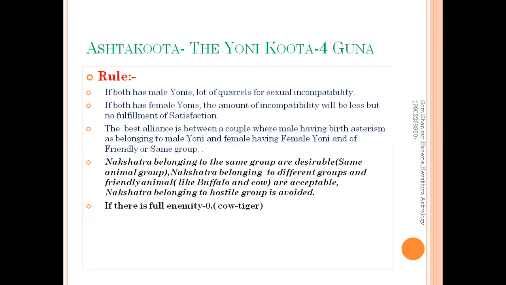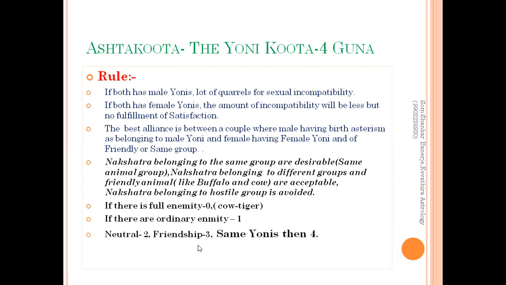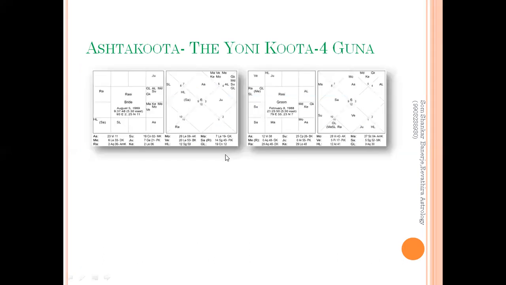So if there is full enmity, like cow and tiger, or mongoose and snake, it is 0. If there is ordinary enmity, then it is 1. I will show how it is mapped. If they are neutral, it is 2. If friendship, it is 3. If they are the same yoni, same animals, then they get 4. This is a chart.